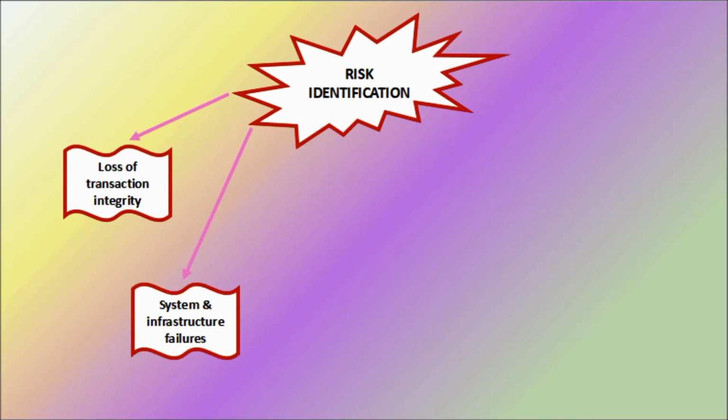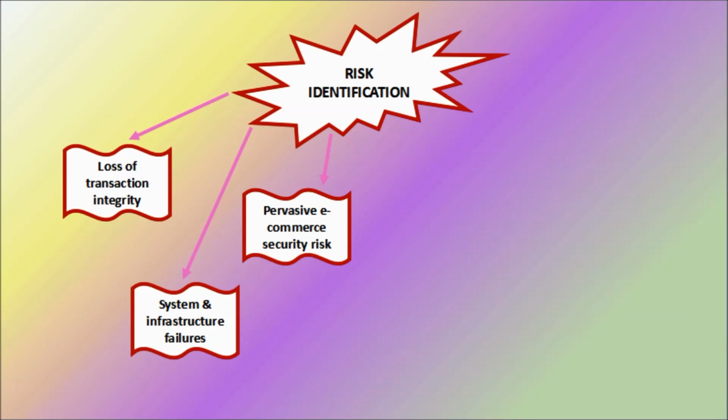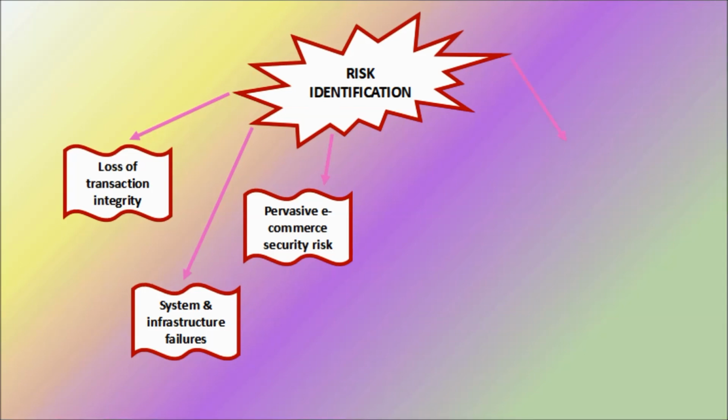Next, systems and infrastructure failure. The third risk relating to the entity's e-commerce activity is pervasive e-commerce security risk, including virus attacks and the potential for the entity to suffer fraud by customers, employees, and others through unauthorized access.